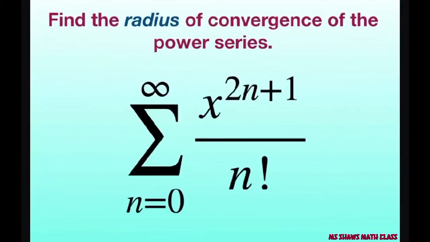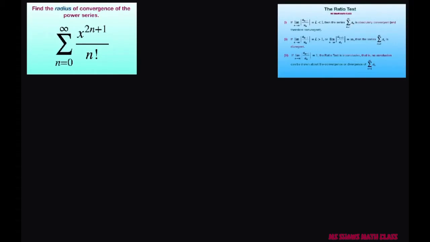One, we're going to find the radius of convergence of the power series, the sum from n equals 0 to infinity of x to the power of 2n plus 1 divided by n factorial. We're going to use the ratio test given here.